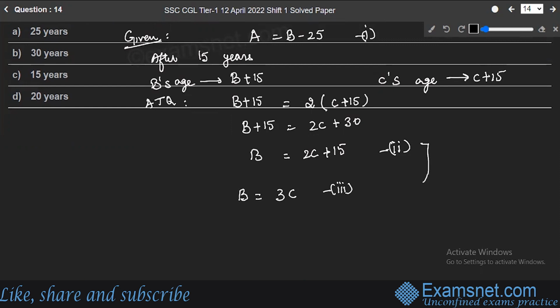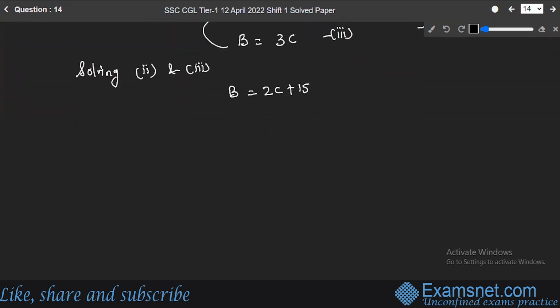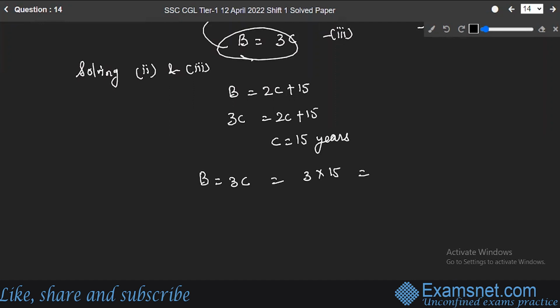So now solving 2 and 3. If I'm solving both of them, I'll put the value of B over here. What you will get B is equal to 2C plus 15. This makes 3C is equal to 2C plus 15, or C is equal to 15. Yes, you got the age of C, right? You'll put this in this equation. B is equal to 3C. You will get 3 into 15, that is equal to 45 years. You got the age of B.